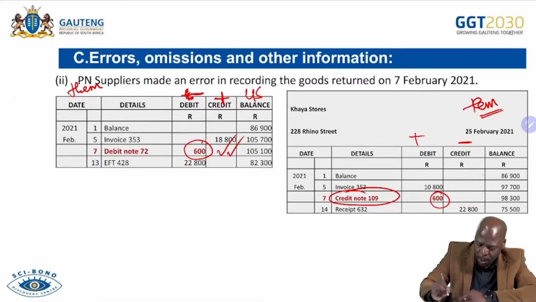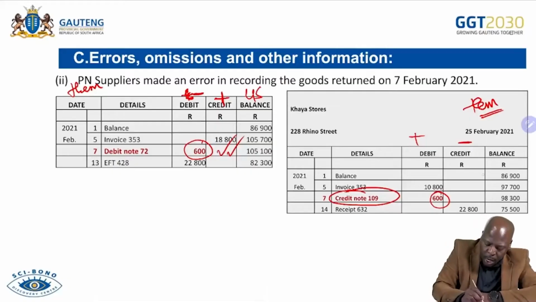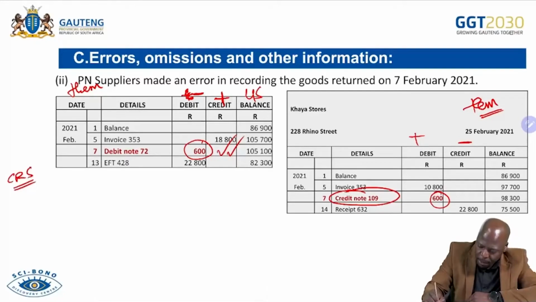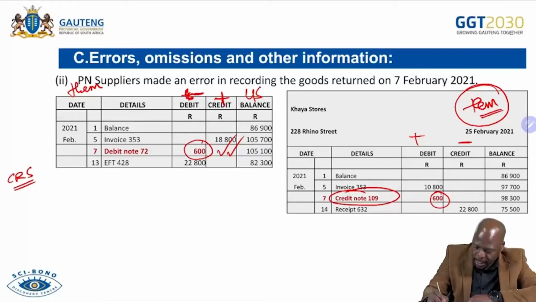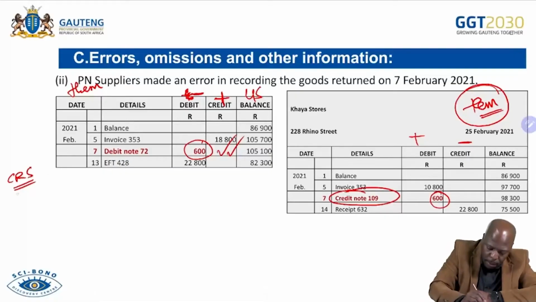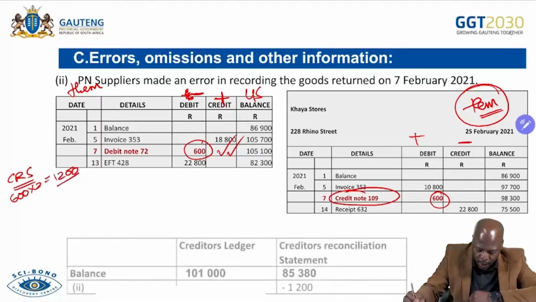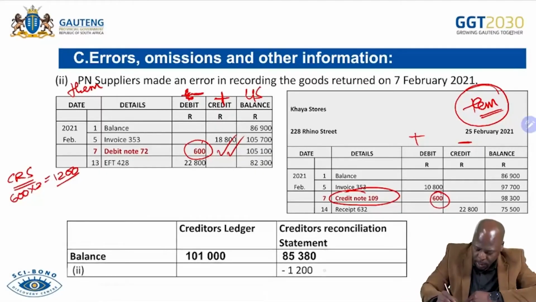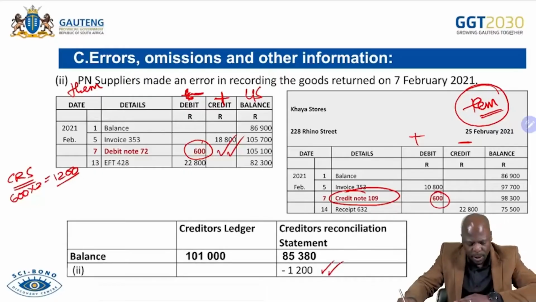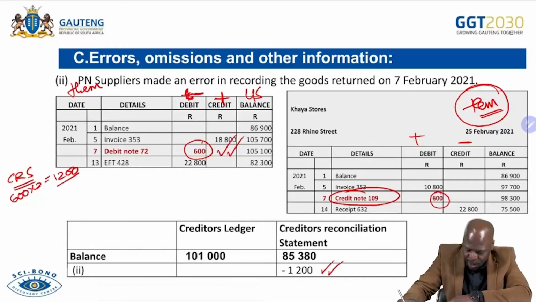What should they do now? We should now go to the Creditors Reconciliation Statement. Why CRS? Because it is them that have made an error. Okay, so what error did they do? They debited an amount that was supposed to be credited. So remember what I taught you? It's going to be 600 multiplied by what? 2. That's going to give you 1,200. And then when we come now to the creditors reconciliation, it's going to be a minus 1,200. Where? In the CRS, exactly there.